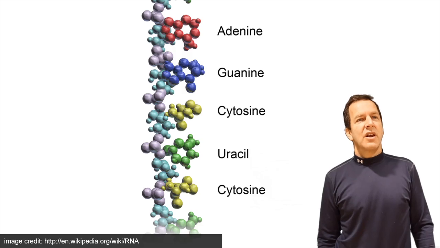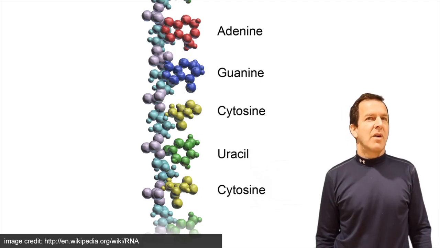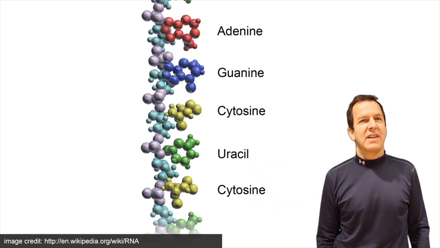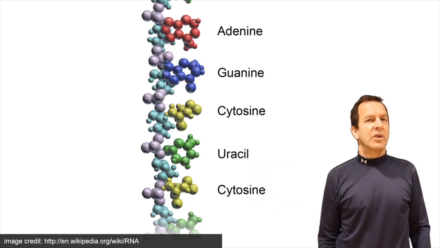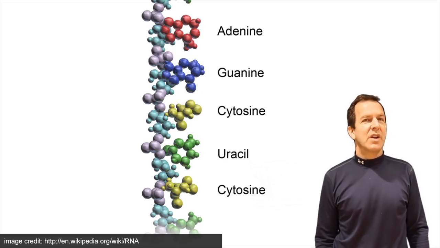So another critical molecule for how our body works and how our genomes work is RNA. RNA is almost exactly like DNA, except for a couple of important differences. The most obvious difference is that we don't have the T anymore. We don't have thymine. Instead, we have uracil.